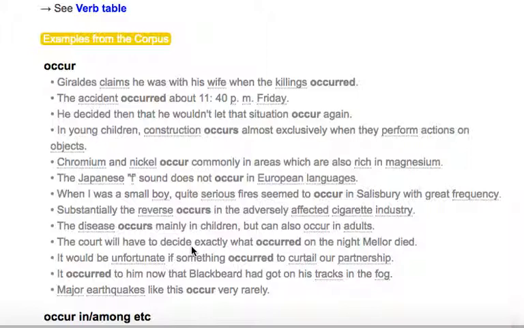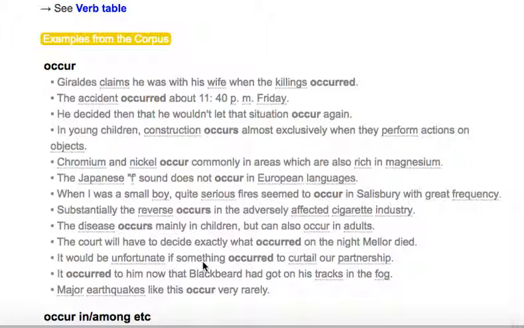The court will have to decide exactly what occurred on the night Mellor died. The court, this is where you go when you've been accused of something. The court will have to decide exactly what occurred on the night Mellor died. Mellor is a person.